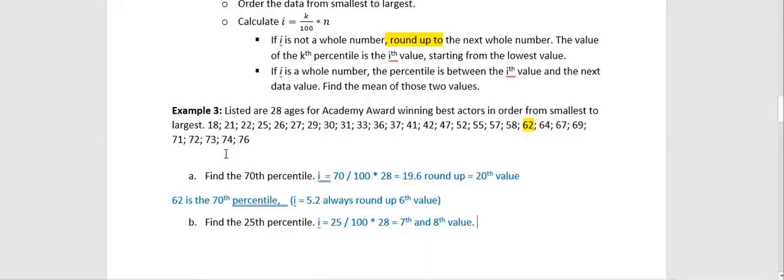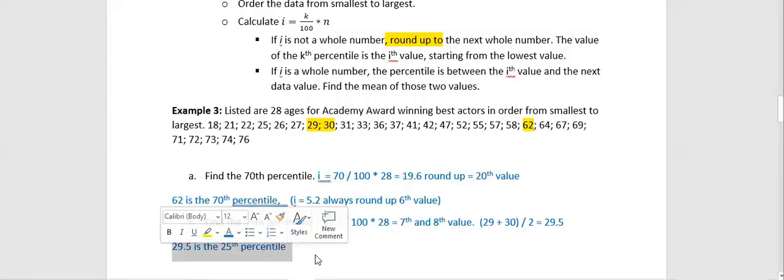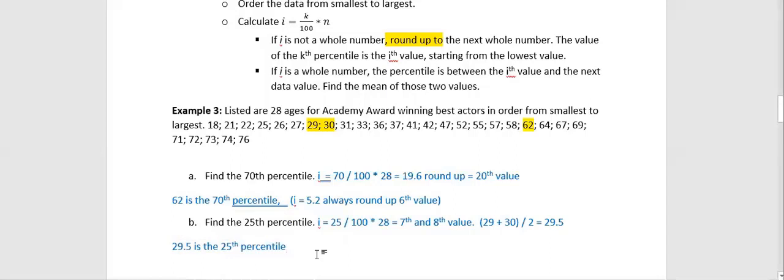So let's go to our data set and find the 7th and 8th value. 1, 2, 3, 4, 5, 6, 7. Here's my 7th and my 8th value: 29 and 30. So I need to find the average of those numbers. 29 plus 30 divided by 2 equals 29.5. So it looks like my answer is 29.5 is the 25th percentile. There you go. So that's how you find percentiles, the location of the number of the percentile.